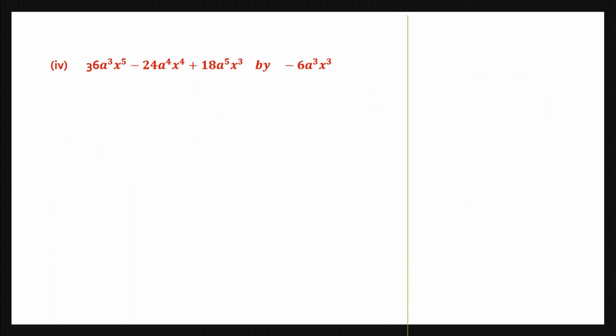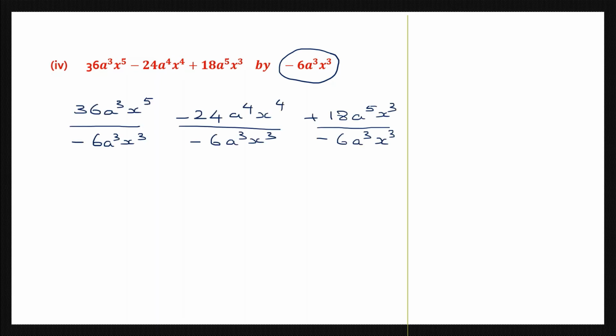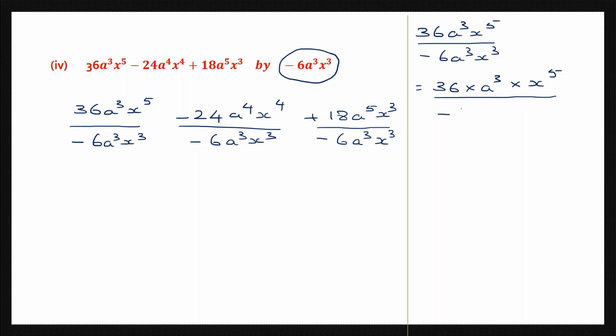Next one. Here also the divisor is minus 6a cubed x cubed and we have a trinomial. We're going to divide each one by that. Okay, so we're going to divide each term of the trinomial by the divisor. Let's start with the first one. So that will be 36 into a to the power of 3 into x to the power of 5 divided by minus 6 into a to the power of 3 into x to the power of 3.